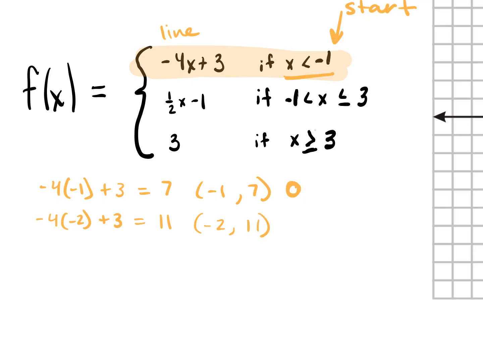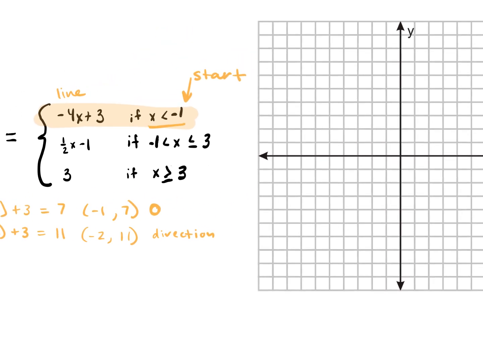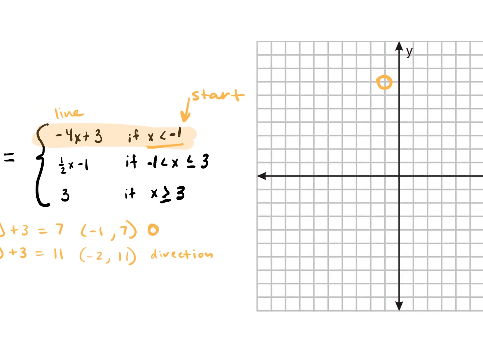Now this point just tells us direction. It's not an open or closed circle. It's just a point. So let's plot our points. We're gonna go to the left 1 and up 7. And we put an open circle there. The other one, I'm going to go to the left 2 and up 11. So it's just off our graph a little bit.